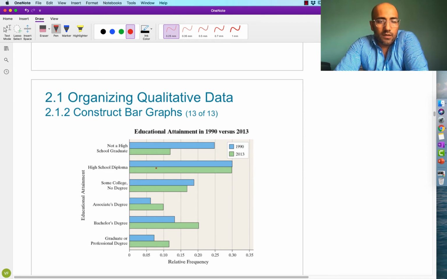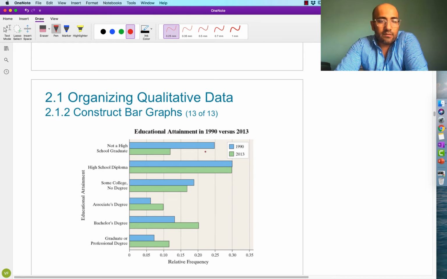And then some college. Okay, a little bit more people in 1990 identified themselves as some college with no degree. And then at least an associate's degree. Okay, that's where we start to win out in 2013. A lot more people identify themselves as having at least an associate's degree, or also a bachelor's degree, big difference there, and also a graduate degree. So here is where a lot of the advancements have taken place.